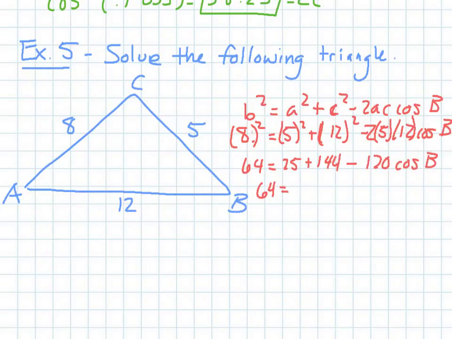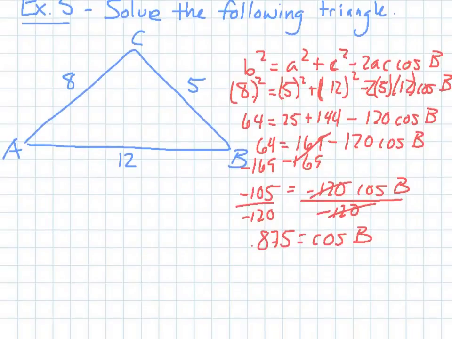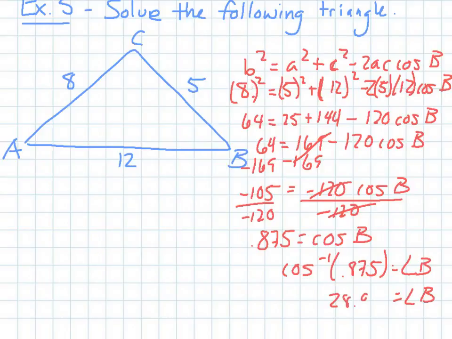So 64, put your 25 and your 144 together gives you 169. Just like the last one, subtract the 169 over. Gives you negative 105. Then divide by negative 120. That gives you 0.875. Inverse cosine of that gives you 28.96. Okay, and then from there do another law of cosines.